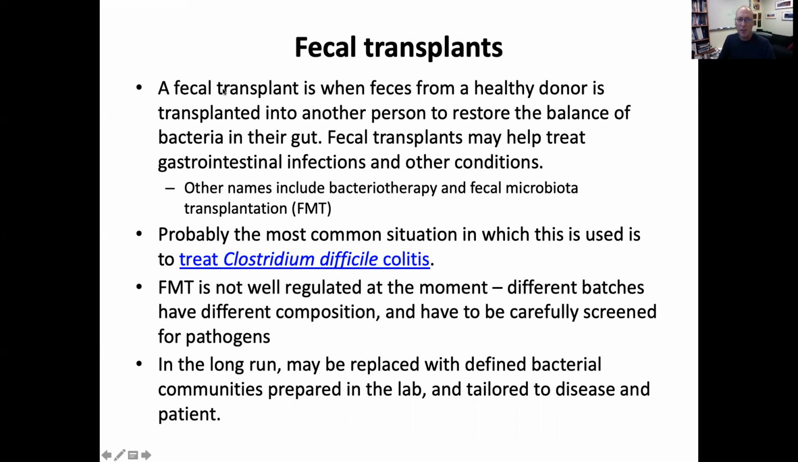Okay, so the idea of a fecal transplant is essentially to take bacteria from a healthy person and transplant it into a person that's experiencing some kind of dysbiosis, including Clostridium difficile infection, and help them restore their normal gut microbiome. So FMT stands for fecal microbiota transplantation. Not well regulated at the moment. And so there's a lot of interest, and also debate, about the future of this as a therapy. Again, this is one of your options for the lab this afternoon.